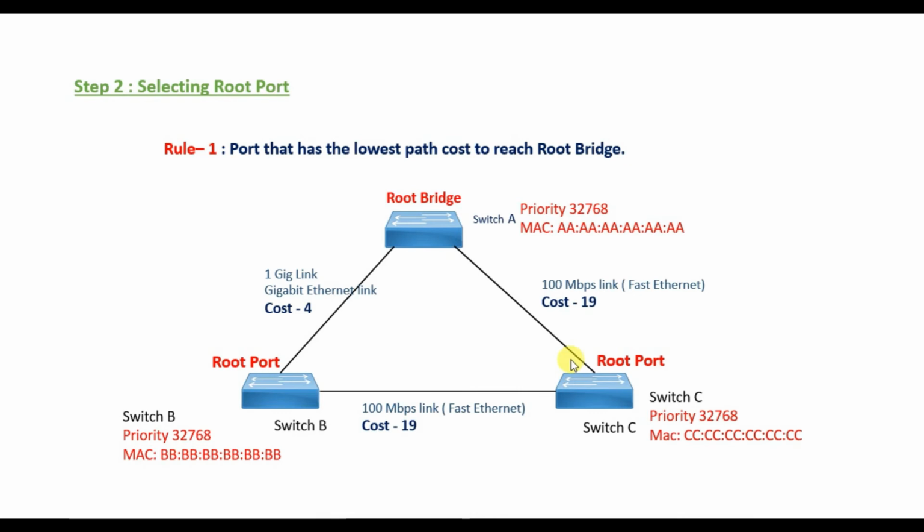Likewise, coming to this switch, I want to select a root port. I have connected a fast Ethernet link where the cost is 19, and at the same time, if I go through this other way, then 19 plus 4 is 23. Comparatively, 19 is the least one, so I have chosen this port as the root port. So this is rule number one: a port that has the lowest path cost to reach the root bridge will be elected as the root port. Okay, so let's discuss rule two.